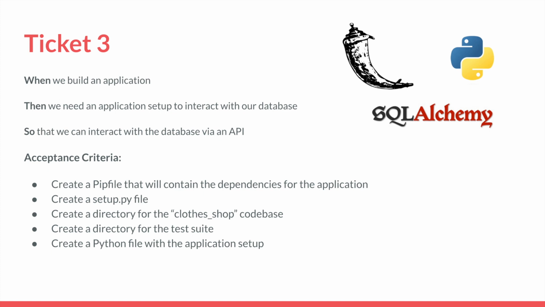So for the acceptance criteria, firstly, we'll create a Pipfile that will contain the dependencies for the application. We'll create a setup.py file. We'll create a directory for the clothes shop codebase. We'll create a directory for the test suite. And then finally, we'll create the Python file with the application setup.